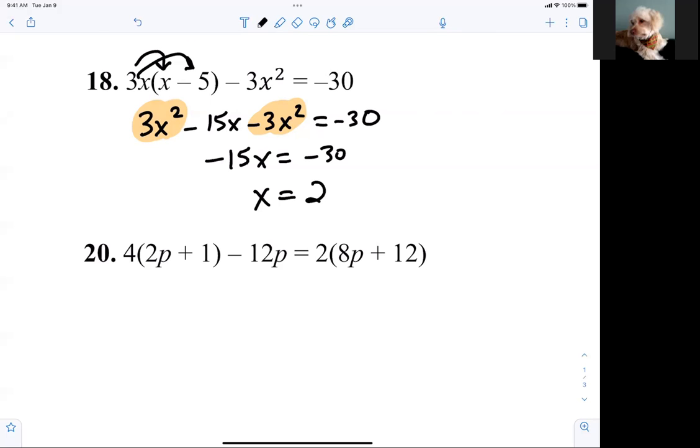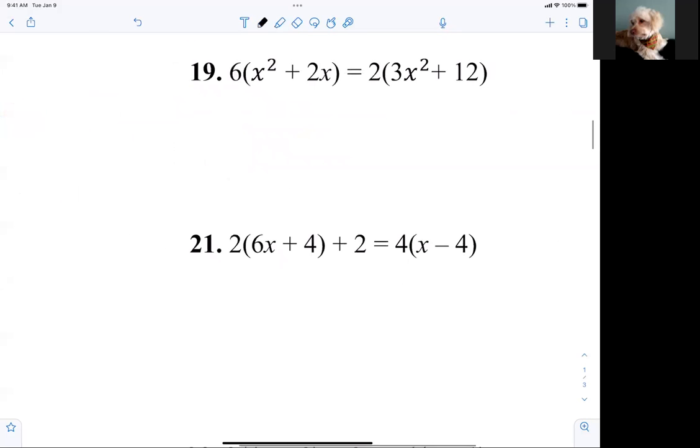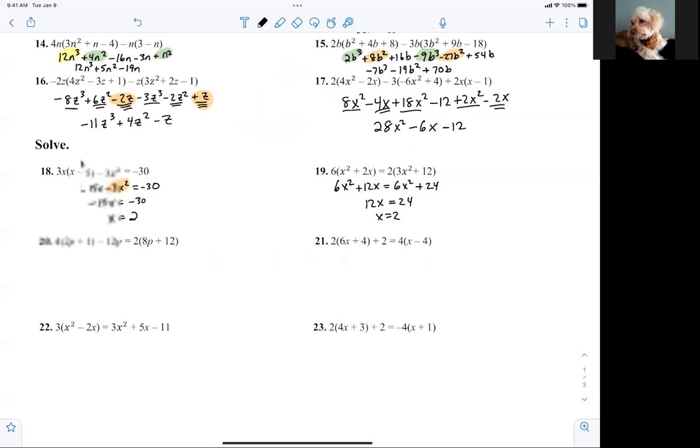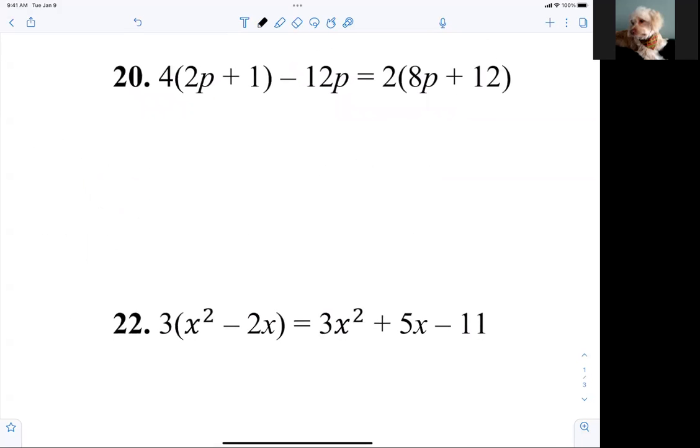Okay, so here we go. Allie, go. 19. 6x squared plus 12x, and then 6x squared plus 24. So what happens? The 6x squared cancels out, right? And then x would equal 2. X equals 2. Beautiful.